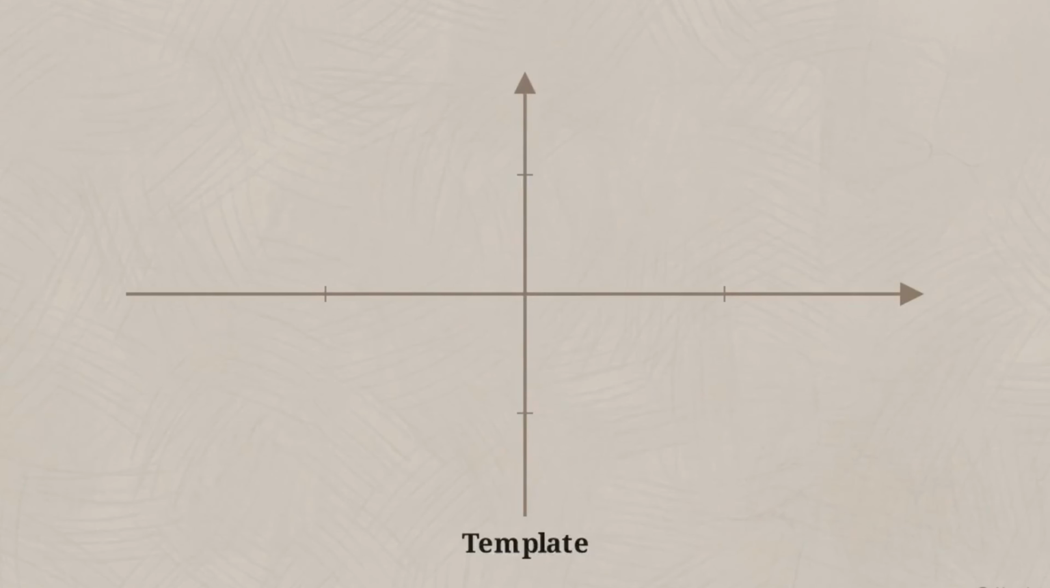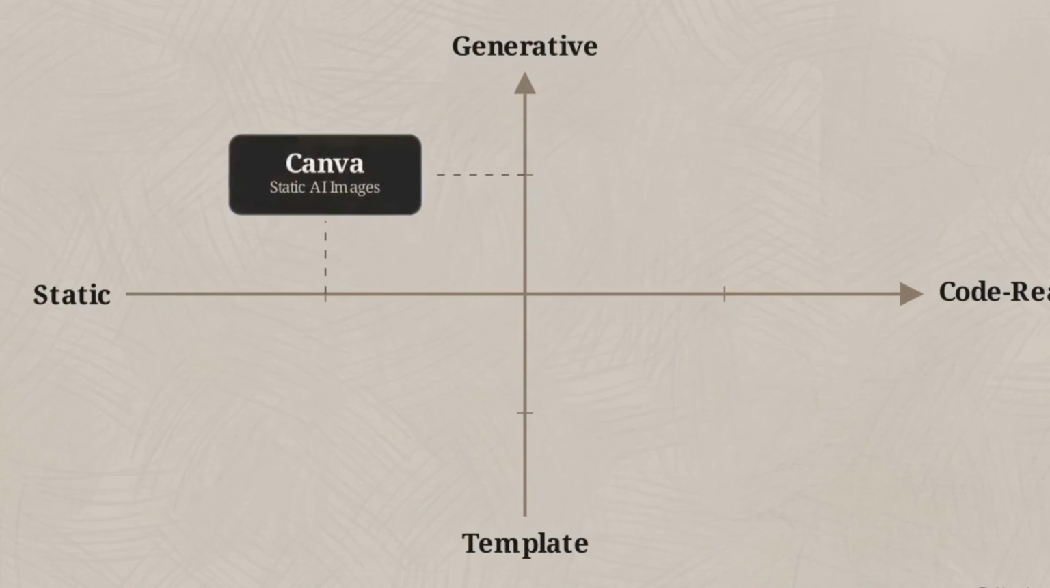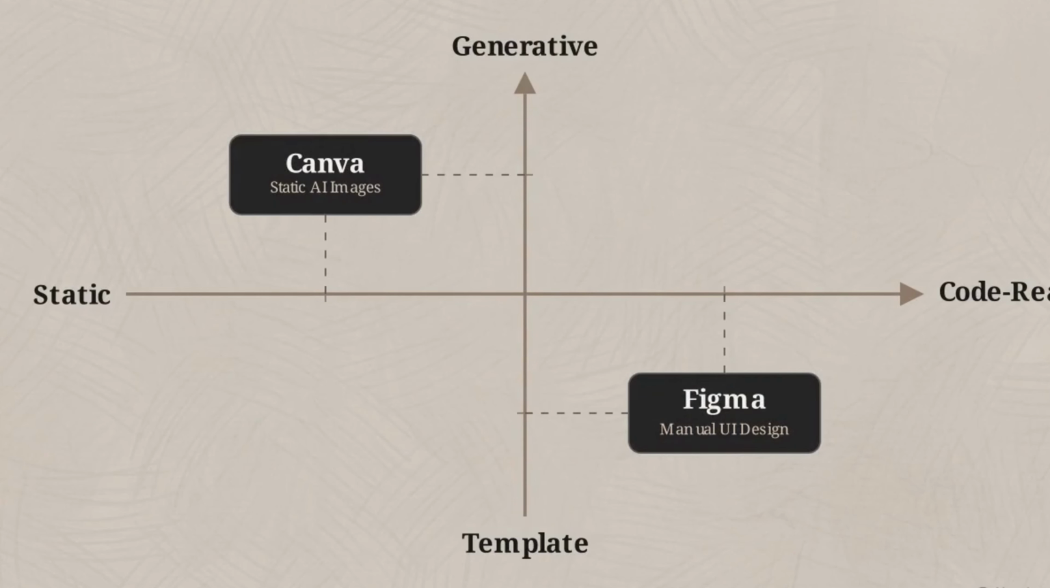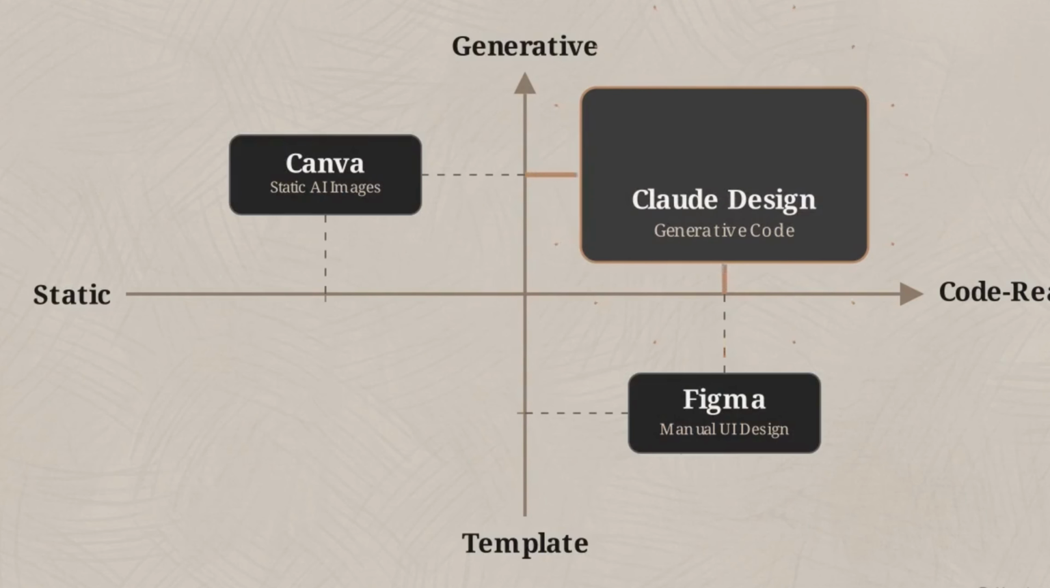This quadrant chart maps design tools. The vertical axis measures how you build, template to generative. The horizontal measures what you get, static to code-ready. Canva sits top left, Figma bottom right. Claude Design lands squarely top right, requiring you to operate generatively for actual code-ready assets.